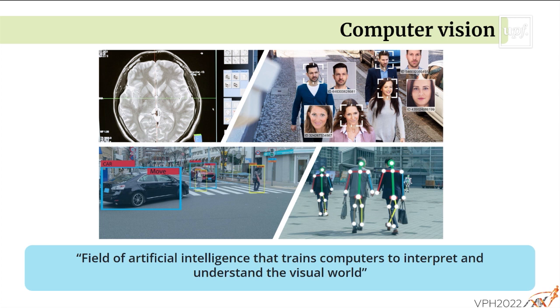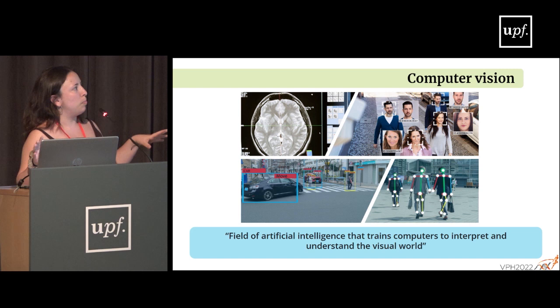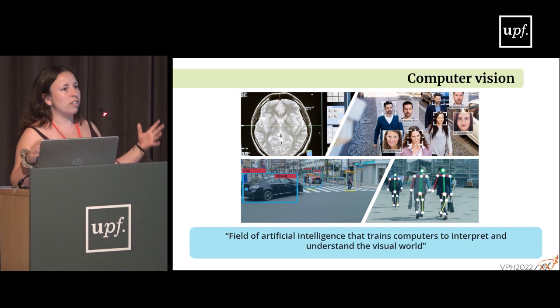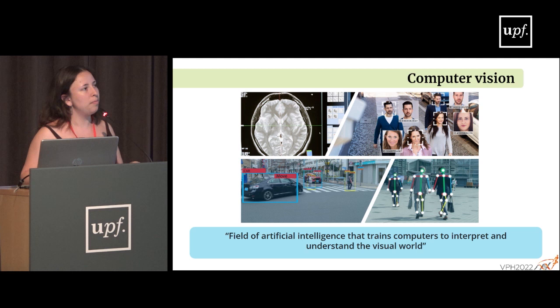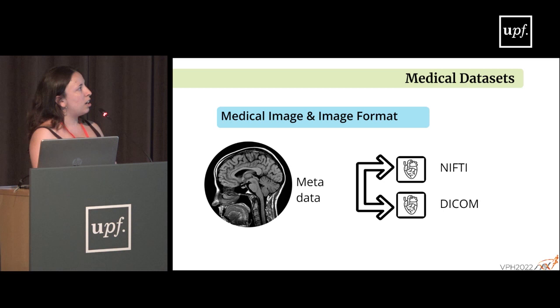Like, for example, segmentation, classification, or object detection. Since we are talking about biomedical applications, we can use computer vision, for example, for the resection of a tumor from a medical image in order to plan a resection intervention. So, just to point out that depending on what you want to study, the most important medical imaging modalities that you can find are X-rays, CT, MRI, PET, ultrasound, among others. And the most important format types for medical images are NIfTI and DICOM.